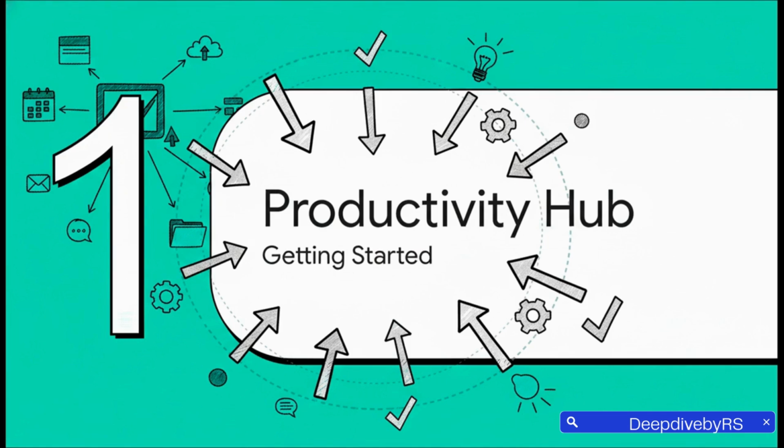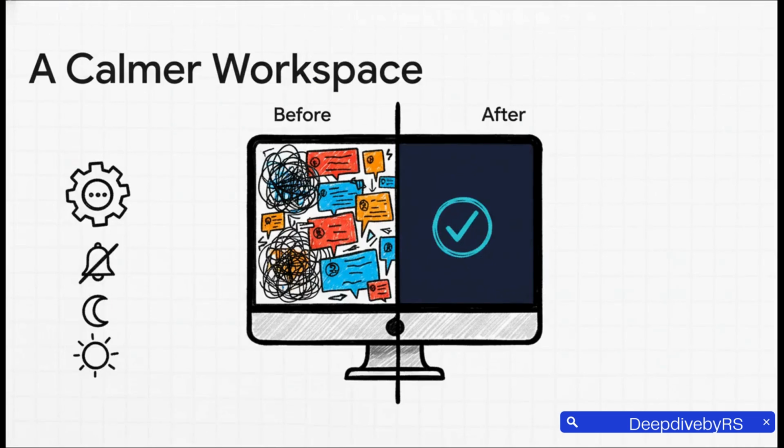So once you're logged in, the absolute first thing to do is take back control of your workspace. Just head straight into your settings, and look, the single most important thing you can do here is fix your notifications. Turn off all those constant pings and alerts you don't really need. You can also customize how it looks. A quick switch to dark mode can make a huge difference on your eyes. This isn't just about making it look pretty. It's about creating a calmer, more focused place to work from day one.